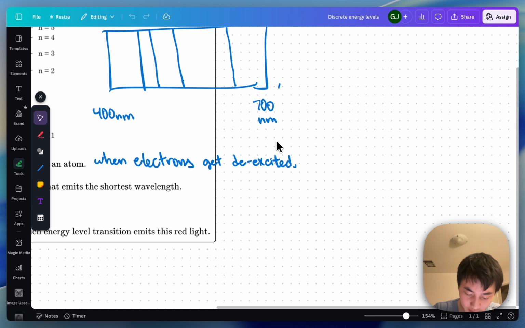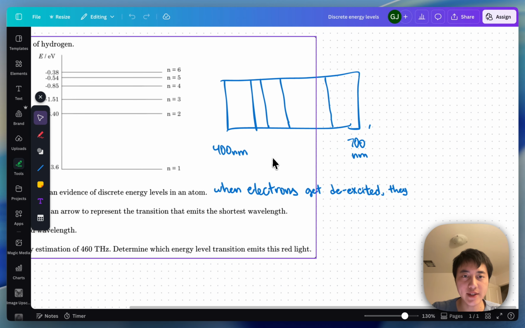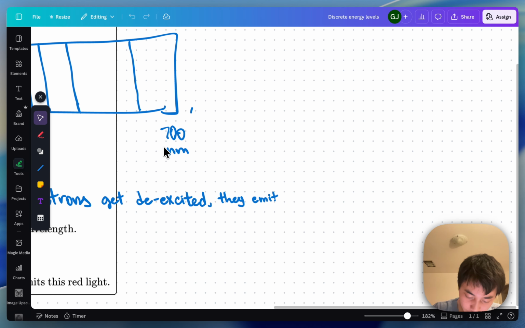So when electrons get de-excited, that essentially means they drop down, which means they release that specific wavelength, which is what we see here. It can't go from the fifth excited energy level to here or here or here. It's not continuous because there are specific discrete energy levels. They emit specific discrete wavelengths.